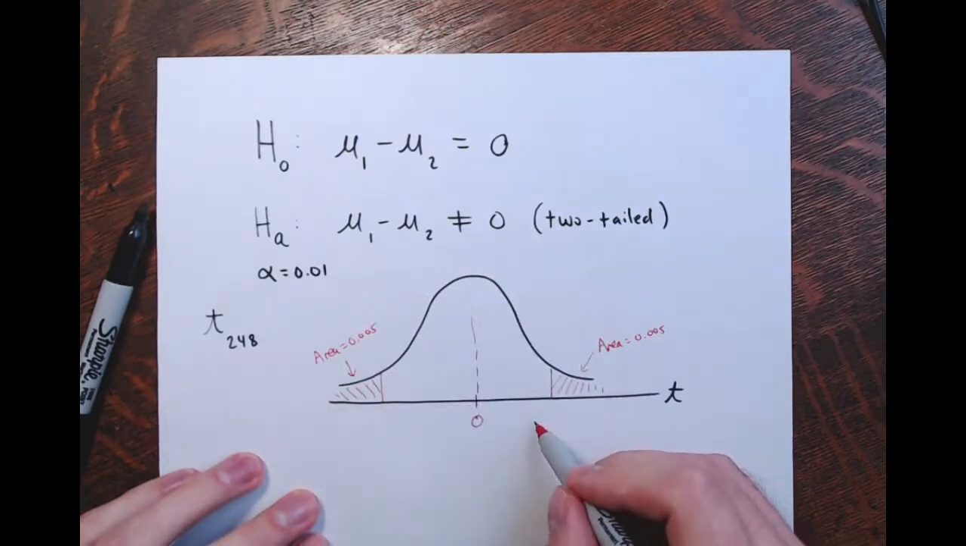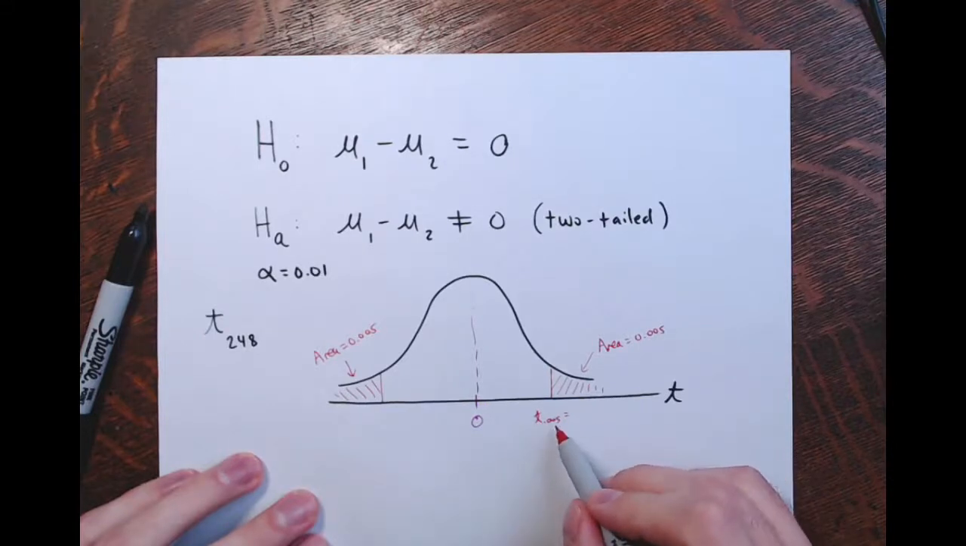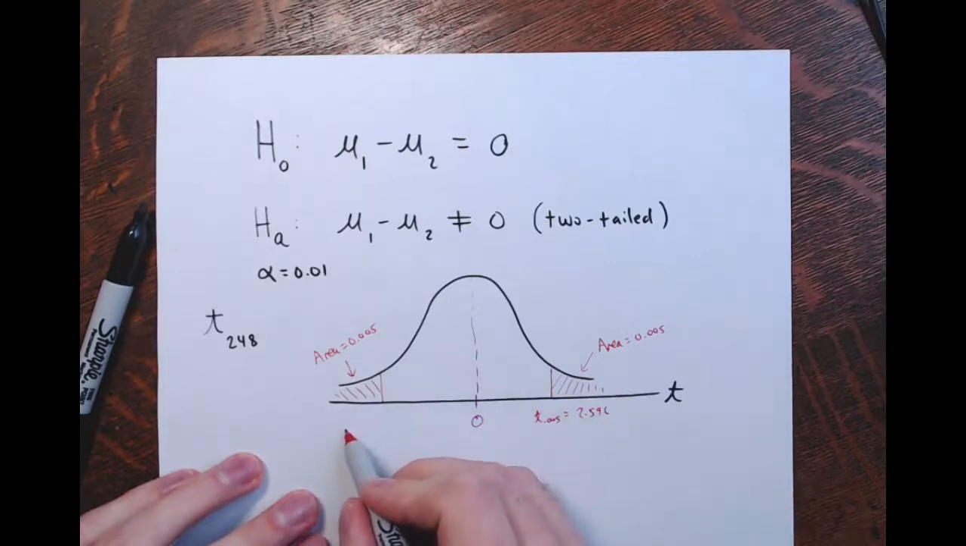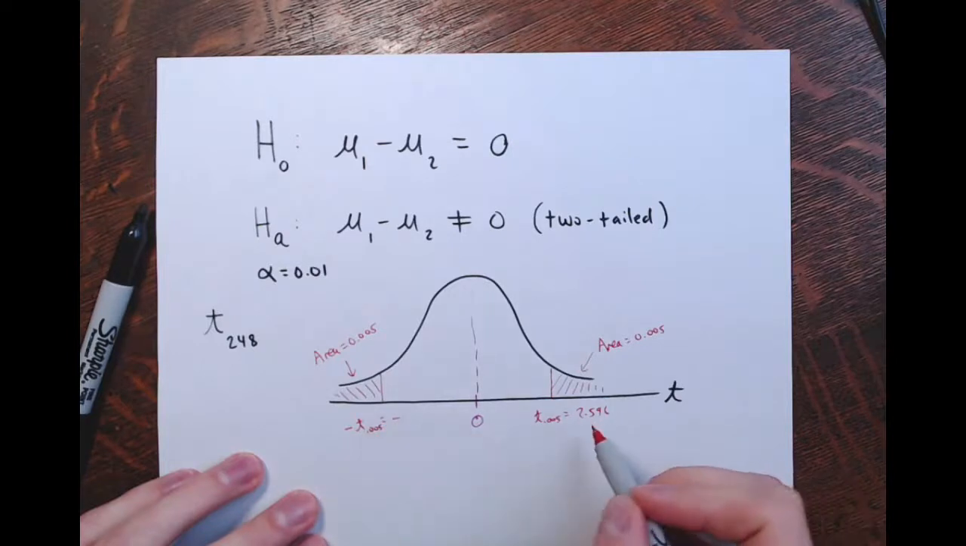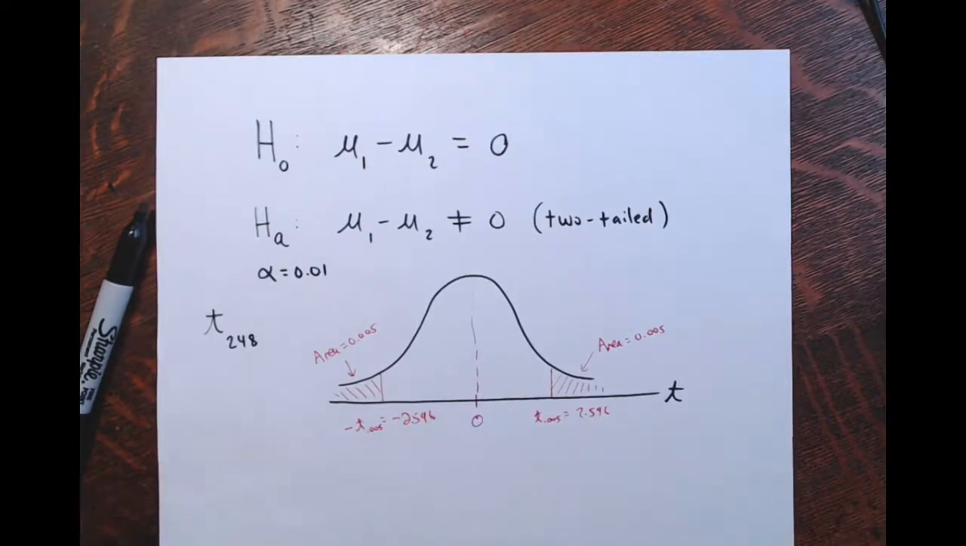And that's why they gave us this t 0.005, right? The t-score with 0.5% above it is 2.596, right? And the same thing over here, they give us the opposite of t 0.005, which is negative 2.596. So those were the critical values.